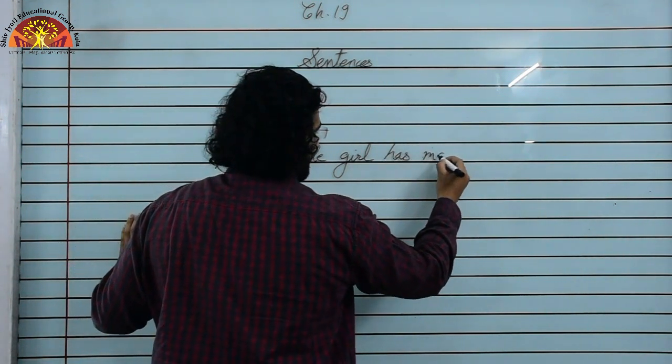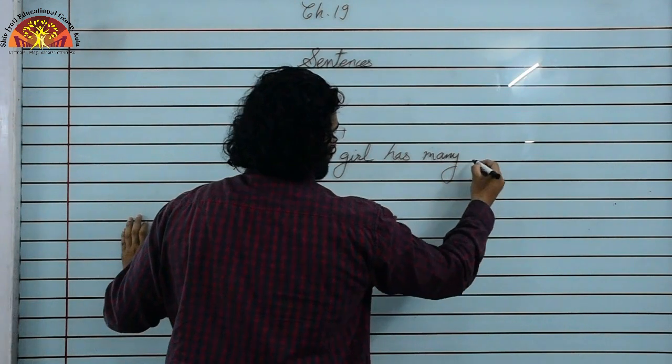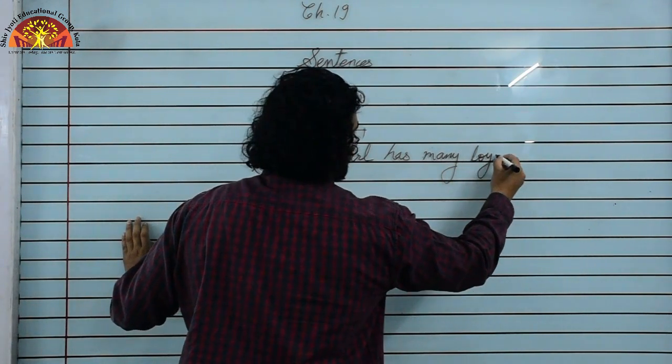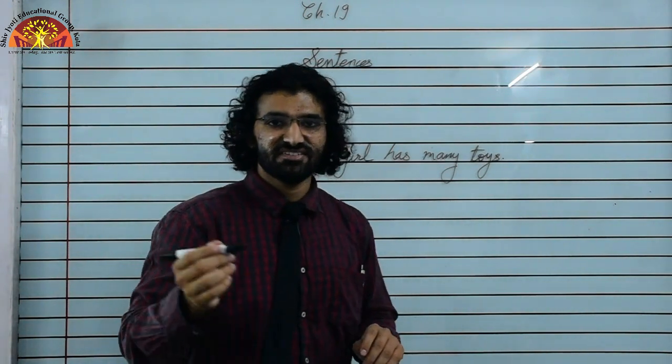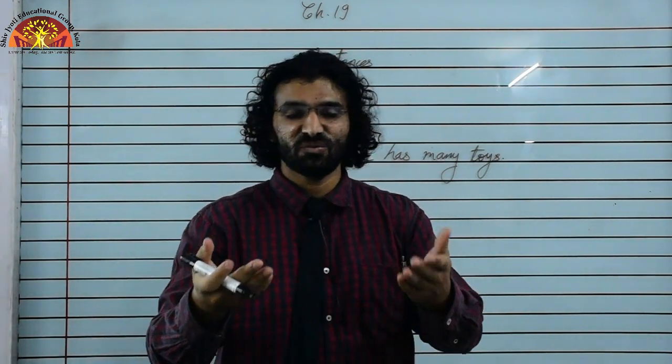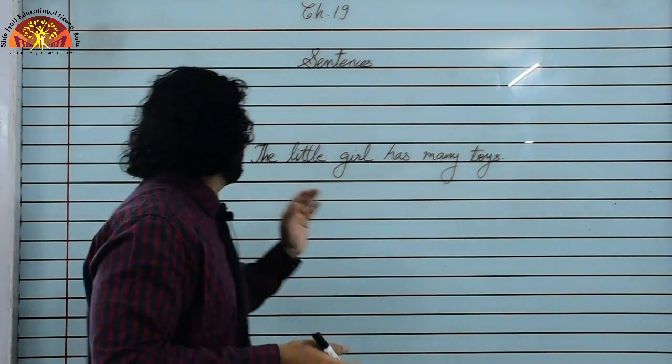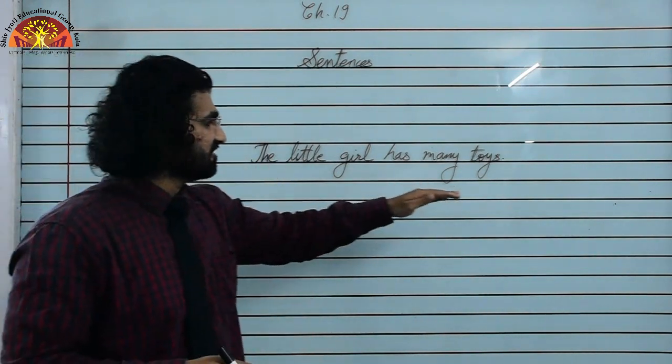The little girl has many toys. I'm going to need your help here. Will you help me? Question mark. It's an interrogative sentence and I'm asking this to you. Will you help me? Alright. The little girl has many toys.